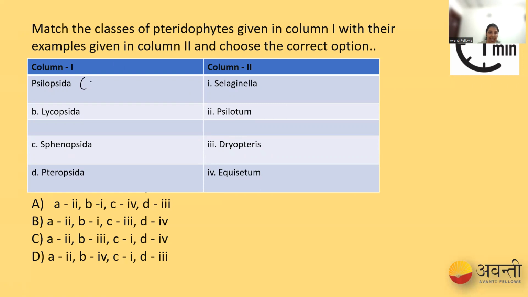So Psilopsida is Psilotum. Lycopsida includes Selaginella. Sphenopsida includes Equisetum. And Pteropsida includes Dryopteris. So A second, B 1, C fourth, and D 3. Correct option is option number A.